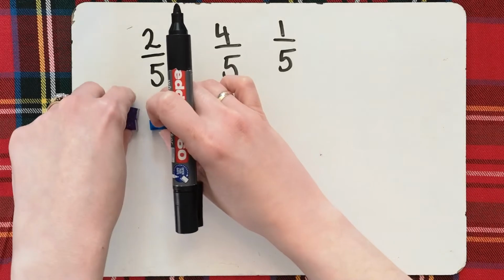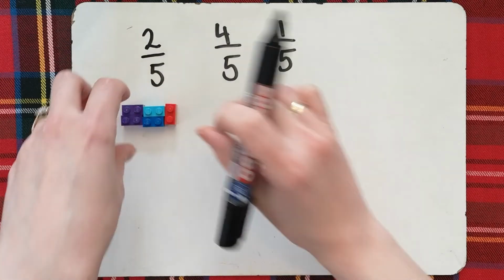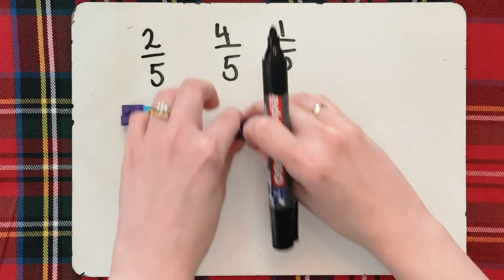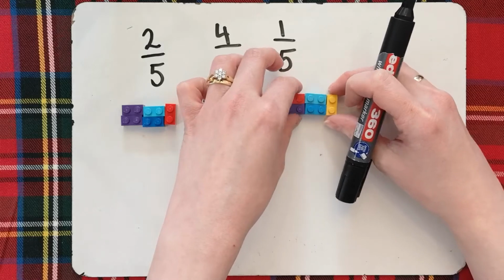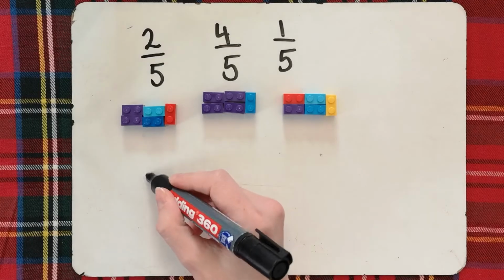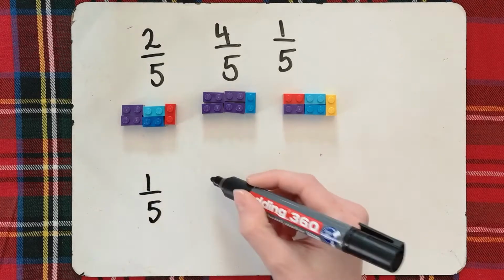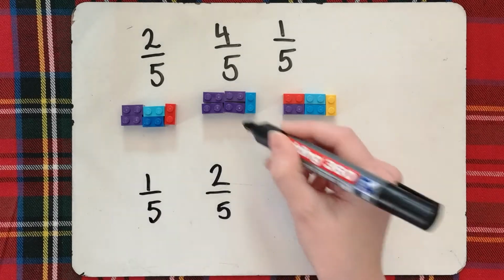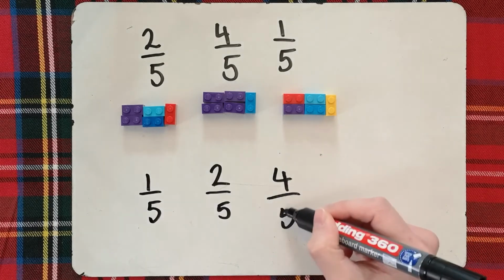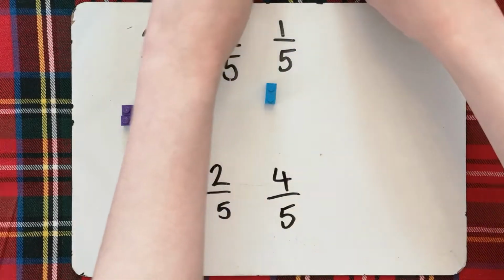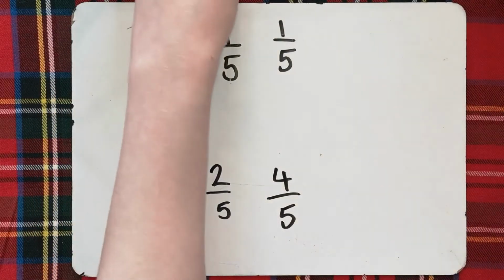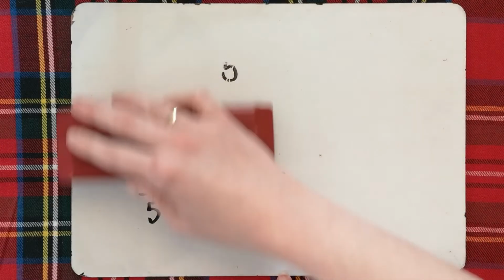Here we are looking at the fraction which is purple Lego. So I have 2/5, I have 4/5, and I have 1/5. I can easily see that the 1/5 is the smallest, then the 2/5, and then the 4/5 is the biggest. But what do I do if that denominator isn't the same? The number at the bottom of my fraction, my denominator, is different. Let's have a look at an example.